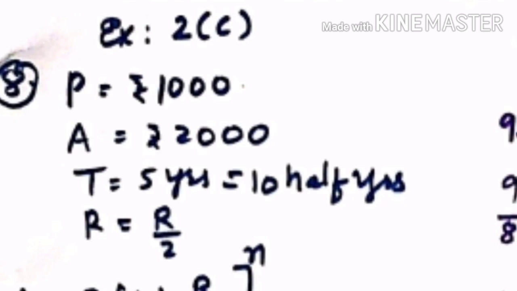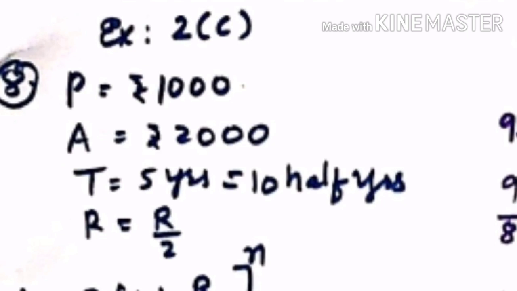Okay, so here the relief bond is worth rupees 1000, so that is our principal, and it fetches him rupees 2000 after 5 years, so that is the amount after 5 years. So the amount is equal to rupees 2000. Now after 5 years means time is equal to 5 years. And they asked to find the rate of interest if the interest is compounded half yearly.